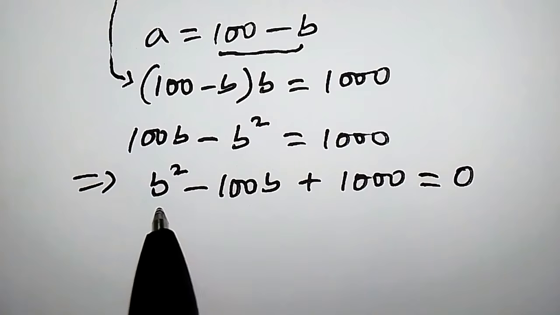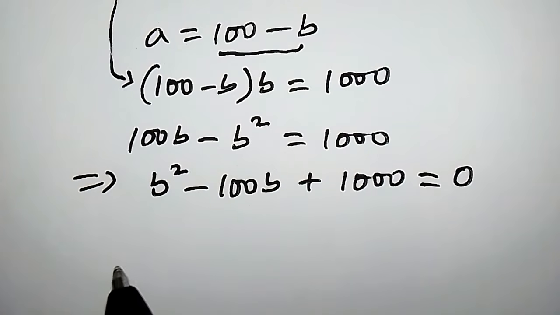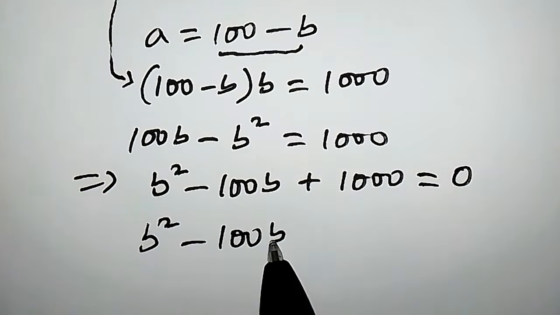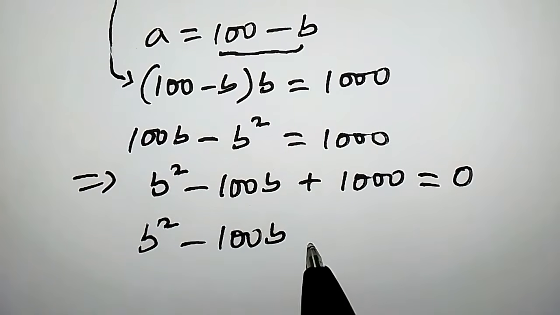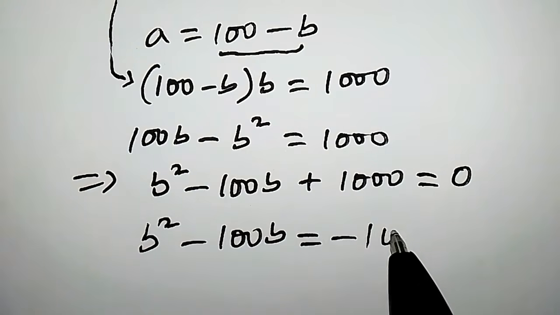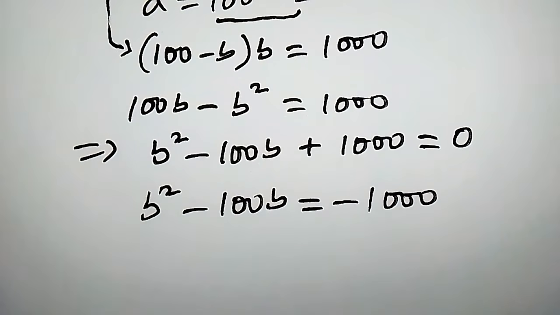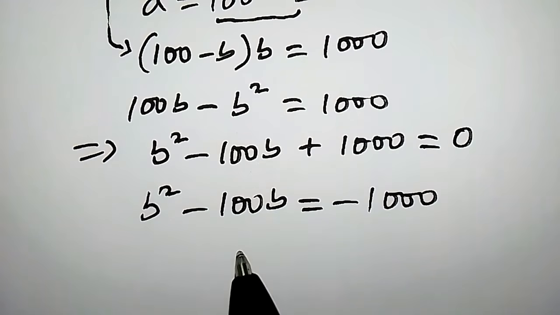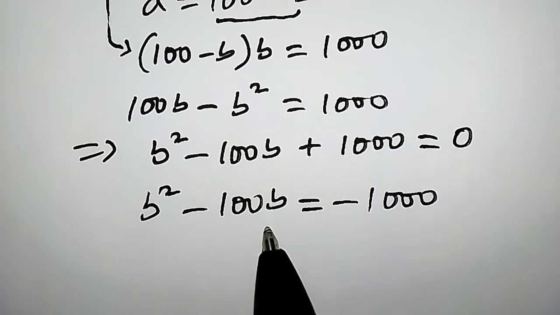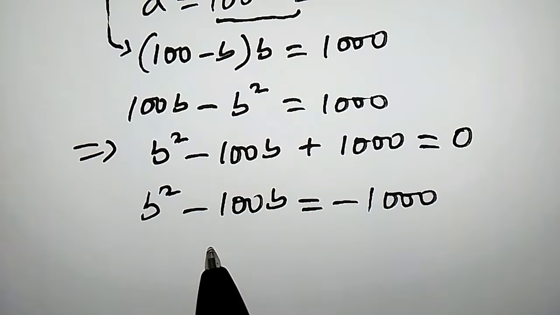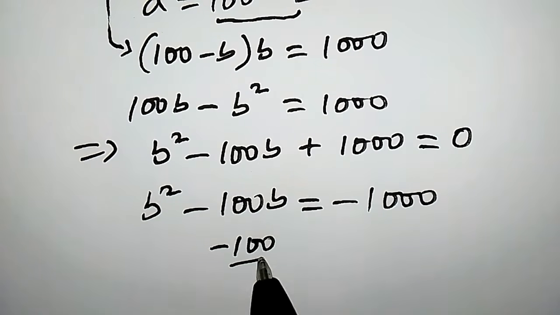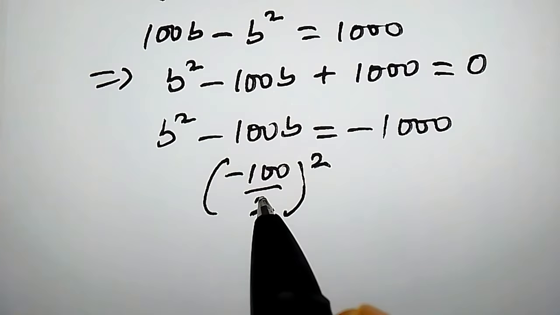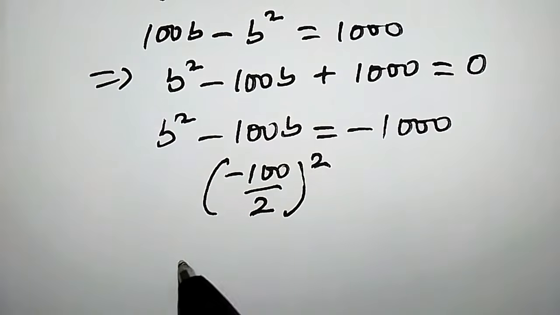We can solve this quadratic equation using the completing the square method. So we have B square minus 100B. Let's move 1000 to the right hand side. So we have minus 1000. What we have to do now is to add half of the coefficient of B and at the same time square it to both sides. The coefficient of B is minus 100. So that will be minus 100 divided by 2 and at the same time square it. This is what we are going to add to both sides of this equation.